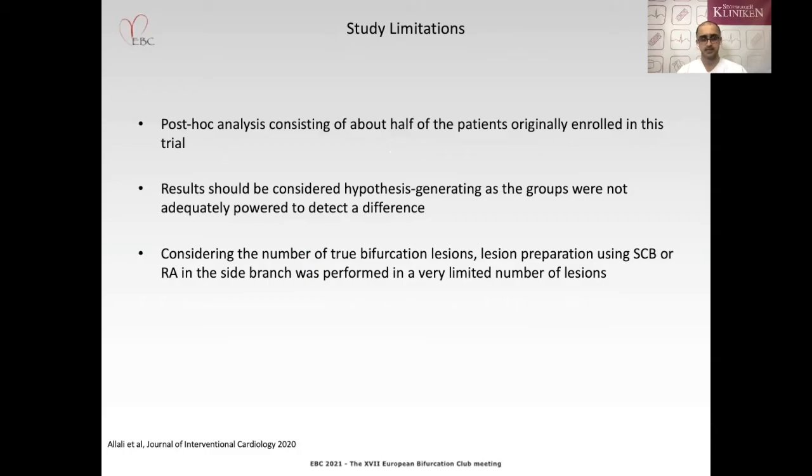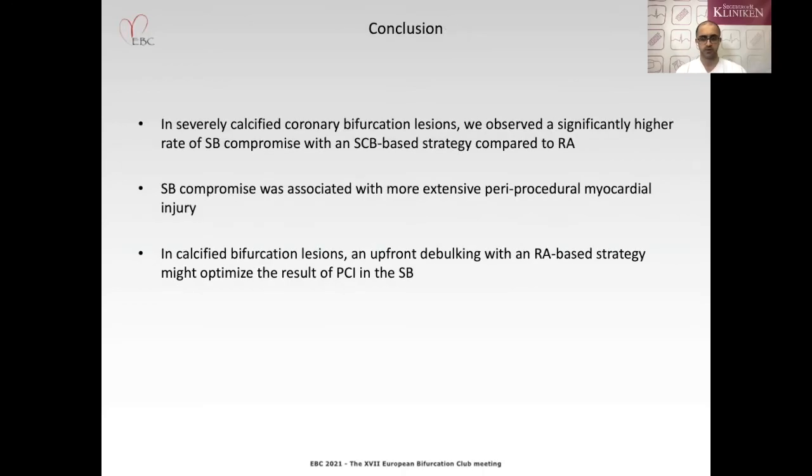This study has some limitations. That was a post hoc analysis, including about 1/2 of the patients included in the main trial. The study was not powered for the detected difference, so the results should be considered hypothesis generating. And concerning the number of true bifurcation lesions, lesion preparation with scoring cutting balloon or rotational atherectomy in the side branch was performed in a very limited number of lesions.